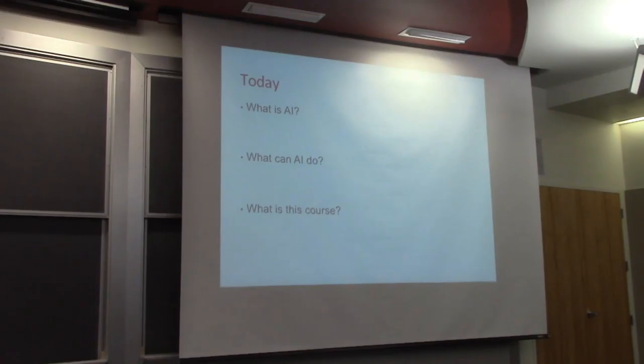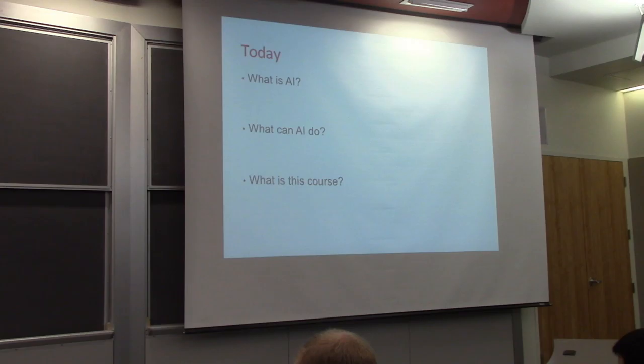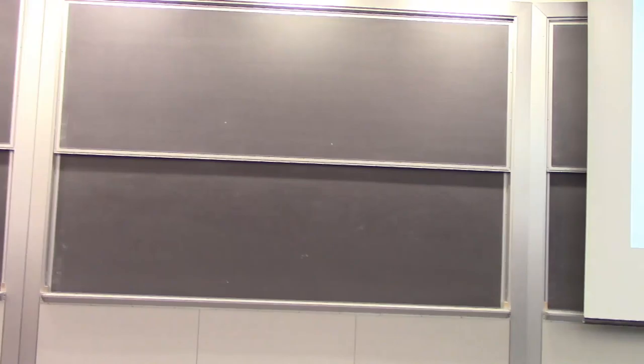We'll talk about what AI is through a context of history. So what has been done in the field, what has been labeled as artificial intelligence, where does this term come from? What can artificially intelligent agents do today? What are tools that we have in our computers? And then at the end, we'll talk a little bit more about what we're actually going to be doing in this course.